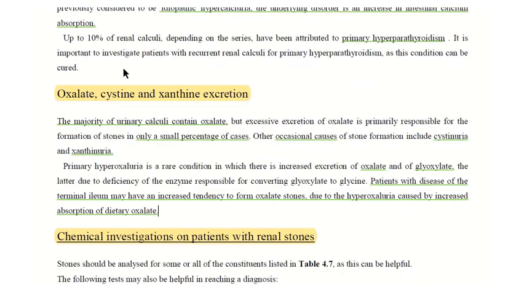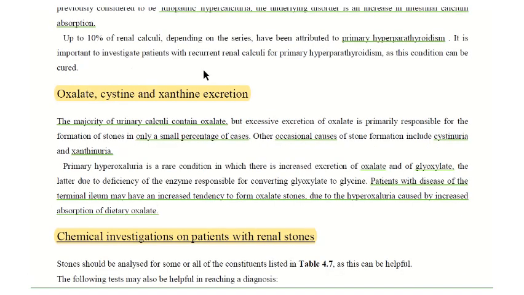أما بالنسبة للأوكزالات والسيستين والإكزانثين excretion، the majority of urinary calculi contain oxalate, ولكن excessive excretion of oxalate is primarily responsible for the formation of stones in only فقط a small percentage of cases. Other occasional causes of stone formation include cystinuria and xanthinuria. إذن من ضمن occasional causes of stone formation.